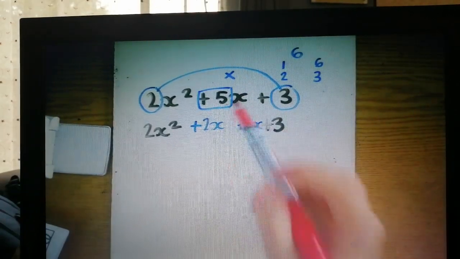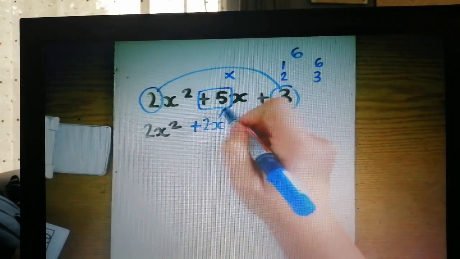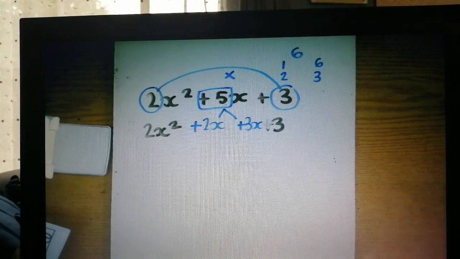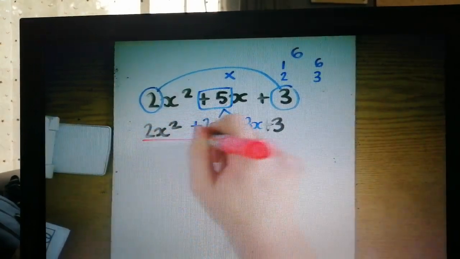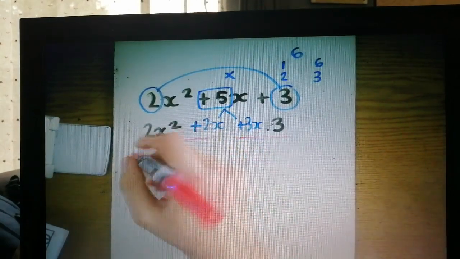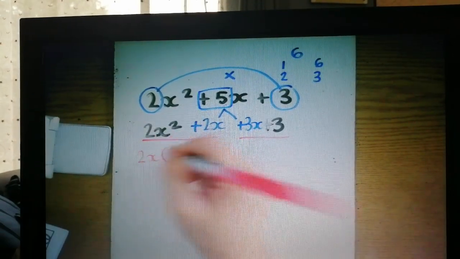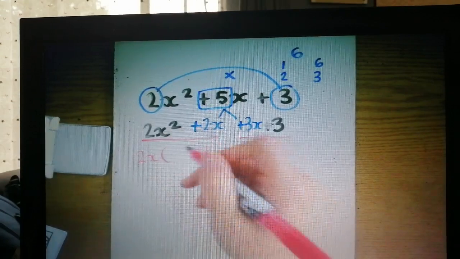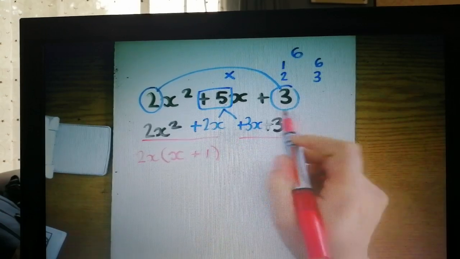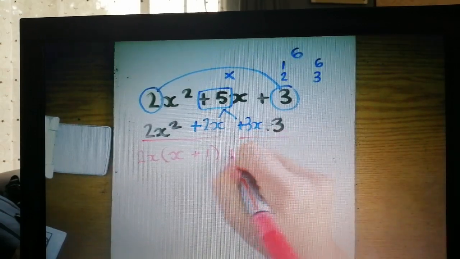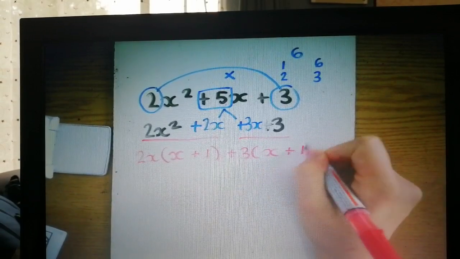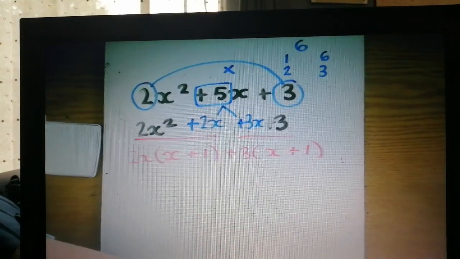Okay, so do you see how I've broken 5x into 2 terms? 2x plus 3x gives me 5x. And now I'm just going to group. I'm going to find an HCF here, and I'm going to find an HCF here. So what is my HCF here? It's 2x, and when I take 2x out, what am I left with? I'm left with x plus 1. And here, what is my HCF? It's 3. So I'm going to take 3 out. And what am I left with? x plus 1.